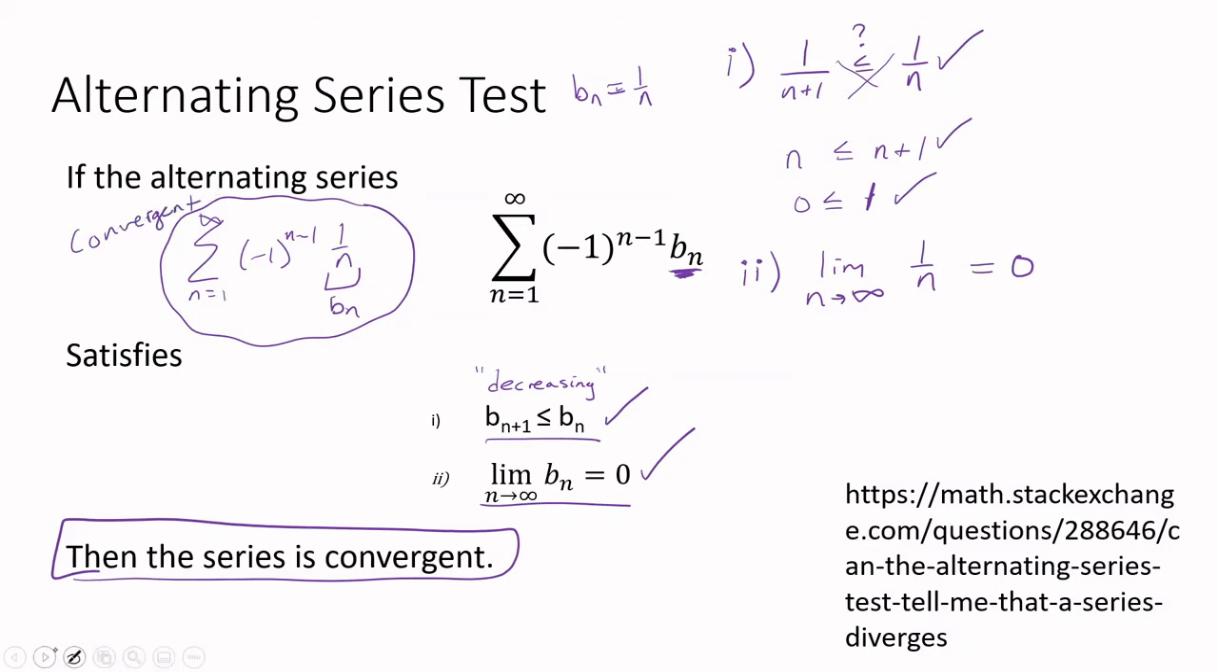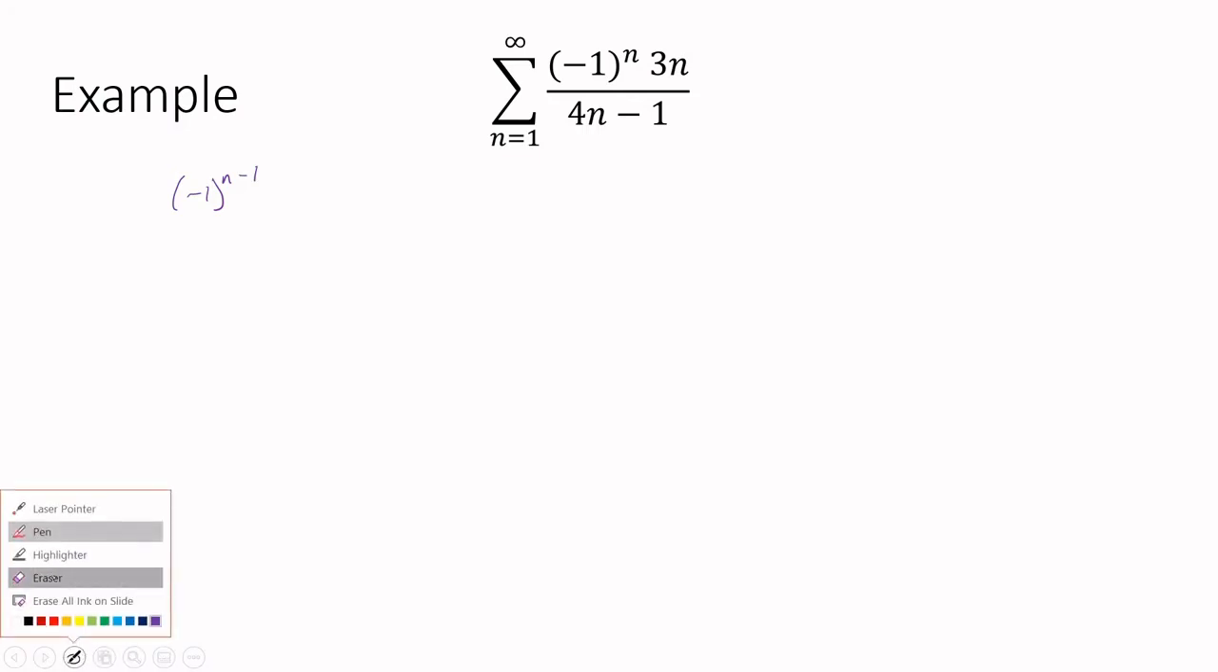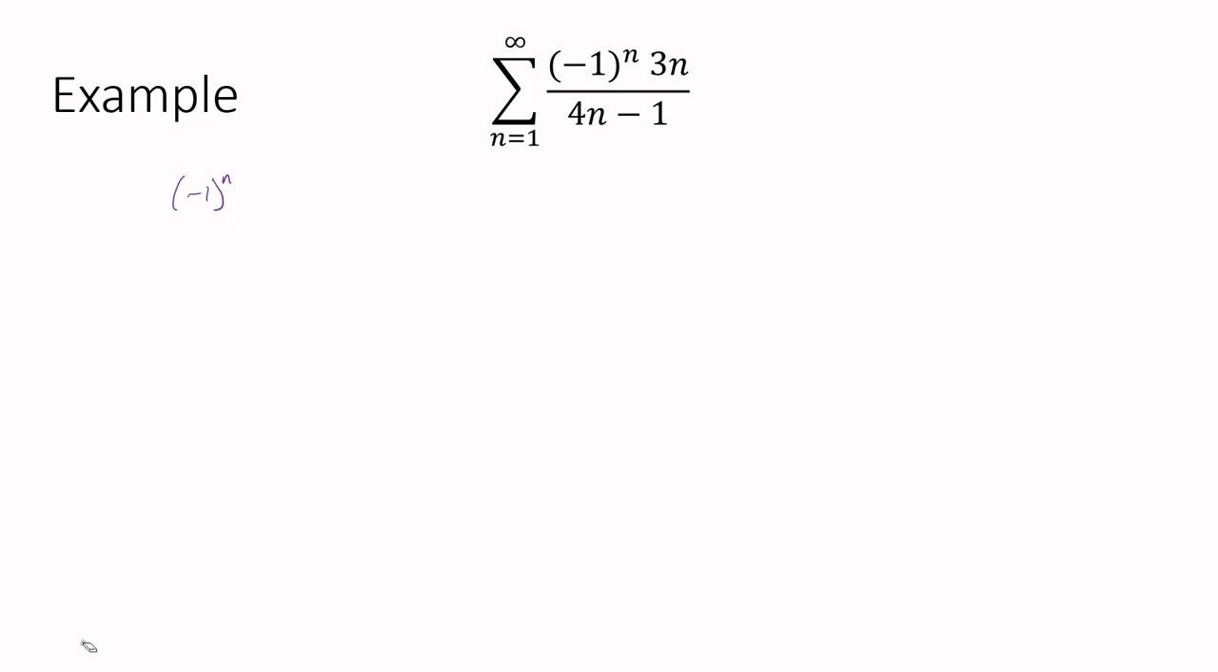All right, so we got two conditions, we just have to show them. So let's try another example. We've got negative 1 to the n, 3 to the n over 4 to the n minus 1. Okay, so that's our series.